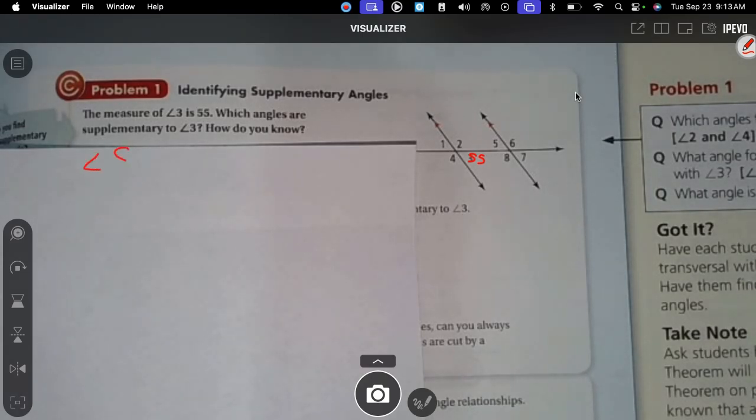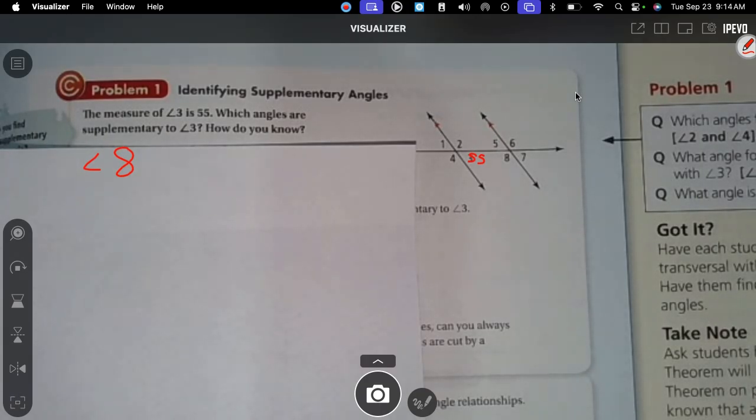Do y'all know another one that would add to 180? 2 and 5. Yes, but let's just look at 3. 2 and 5 would add to 180. But if we're looking at angle 3, which is 55 degrees, what's another angle from a long time ago that we would learn that would add to 180? Anybody? I actually see 2 more angles. If this is 55, it makes a straight line with another angle. What angle? Angle 2. That's not the first one I thought of, but yes, angle 2. Angle 2 and angle 3 would add to 180.